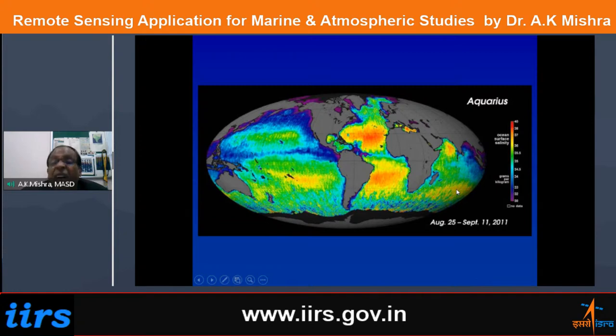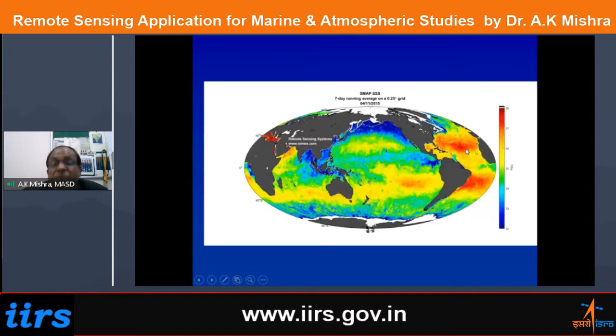Here is another satellite, Aquarius. This also has a 1.43 gigahertz passive microwave sensor, which has given the sea surface salinity information around the globe, where you can see that normally the Arabian Sea salinity is more compared to the Bay of Bengal salinity. And this is SMAP, another sensor that is giving you salinity information.